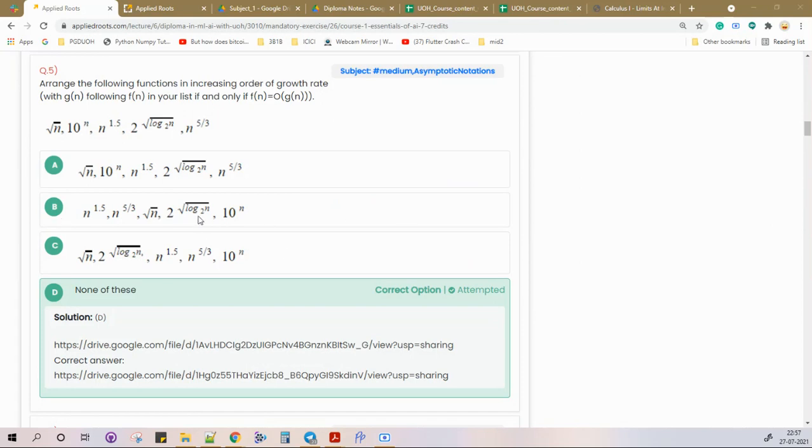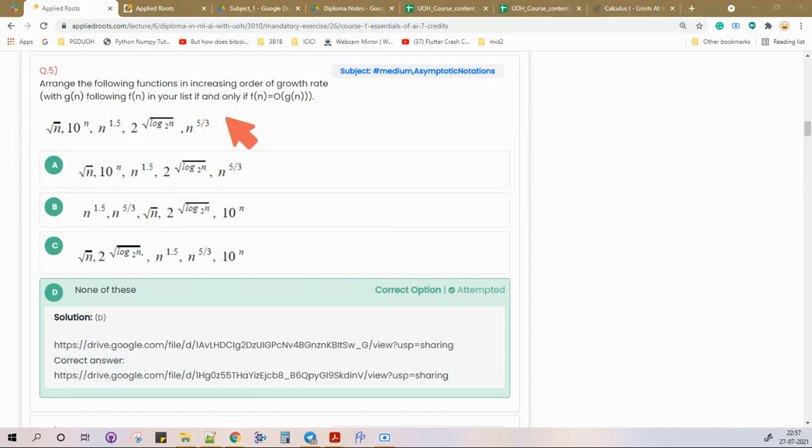Okay, now we have this thing. Here the answer was wrong, then they corrected it, they added this thing. Now we have these 5 functions, and we need to arrange them in increasing order of growth rate. There is nothing but big O. So how can we solve this?